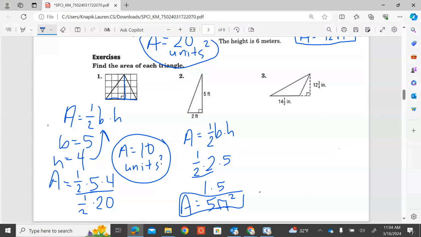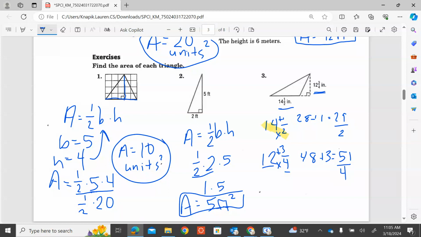Okay? Next one is fractions, so we do have to change those mixed numbers into improper fractions so we can easily multiply. 14 and 1/2. So remember, to change these mixed numbers into improper fractions, you multiply your denominator times your whole number. So 14 times 2 gives us 28. Then we add our numerator, plus 1 equals 29 over 2. And then we have our height. It's 12 and 3/4. Multiply your denominator and your whole number, 48, plus our numerator equals 51 over our original 4.